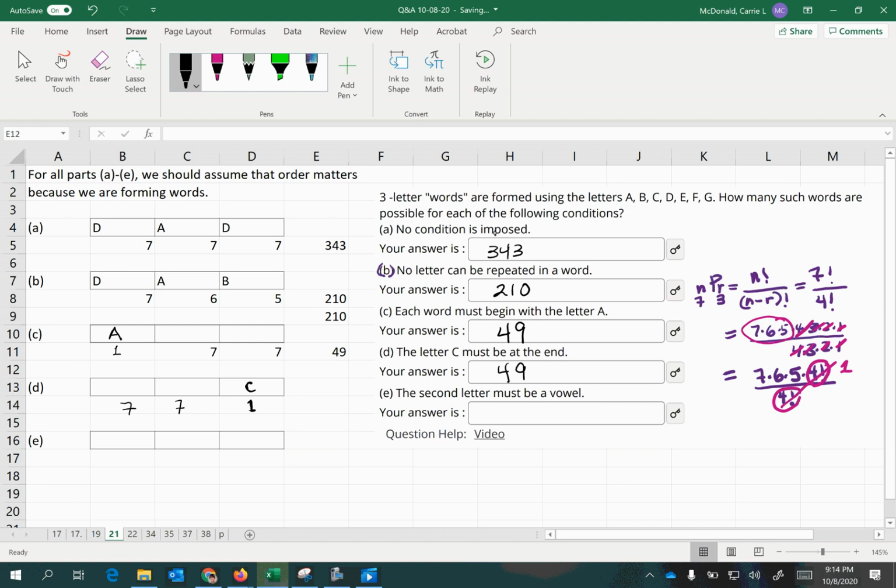And finally, part E says the second letter must be a vowel. How many vowels do we have here? We have A and E. So there are only 2 choices for that middle letter. For the other 2, we have 7 options each. So 7 times 7 is 49, and 49 times 2 is 98. And that's the answer for the last part.